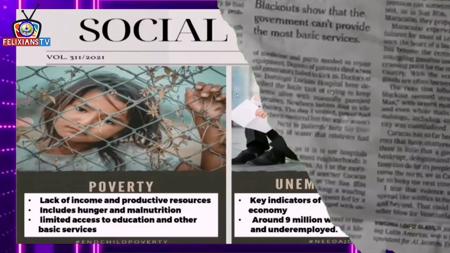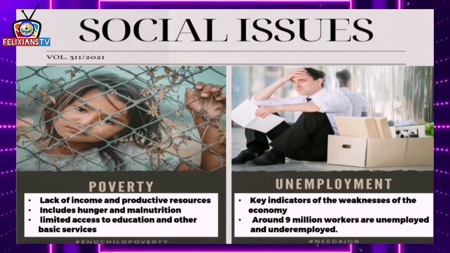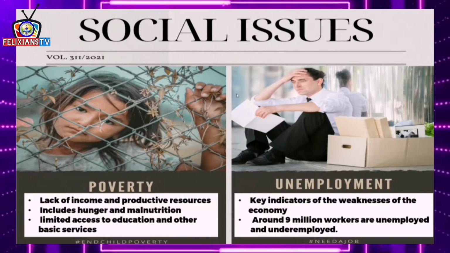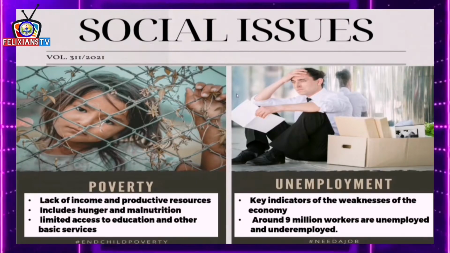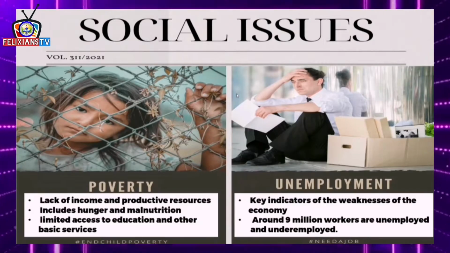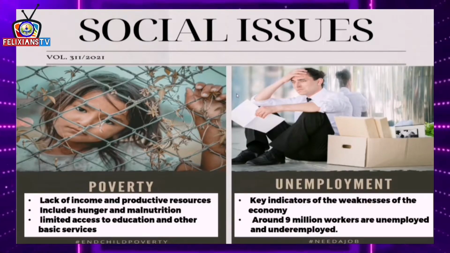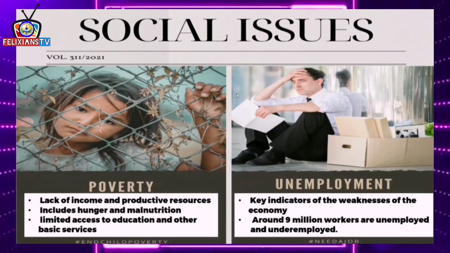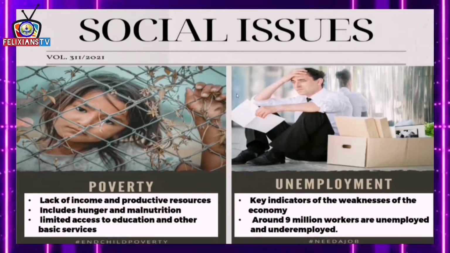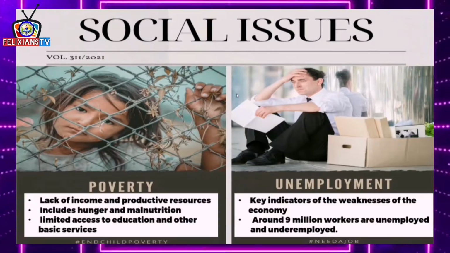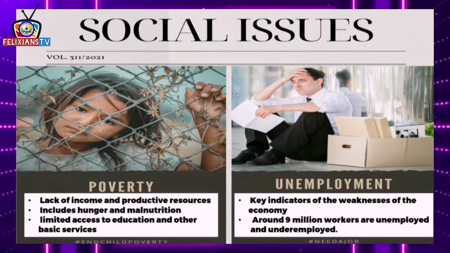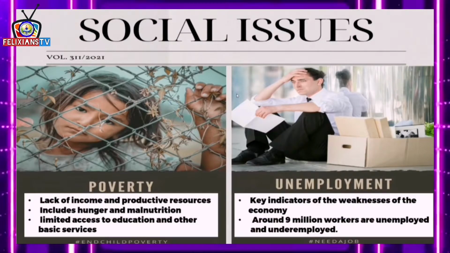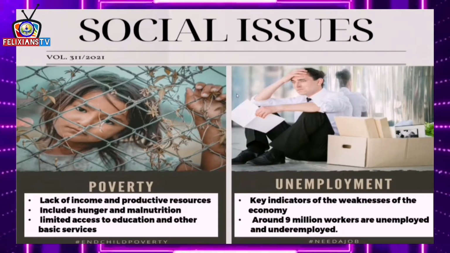The first one is poverty. These are the key indicators of poverty: lack of income and productive resources, hunger and malnutrition, limited access to education and other basic services. Second is unemployment. Unemployment is a key indicator of the weaknesses of the economy. In the Philippines, around 9 million workers are unemployed and underemployed.